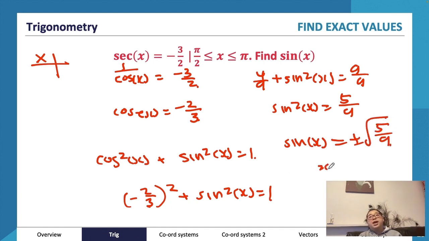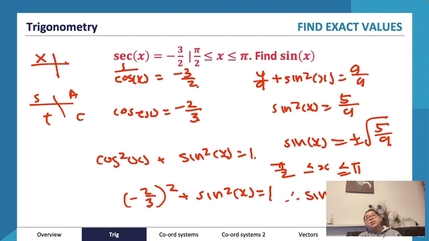So they've told us that x is bigger than pi on 2, smaller than pi, and we know, according to our CAST acronym, that sine is positive in the second quadrant, and it sits in the second quadrant. So therefore you're going to get sine x will equal root 5 on 3.